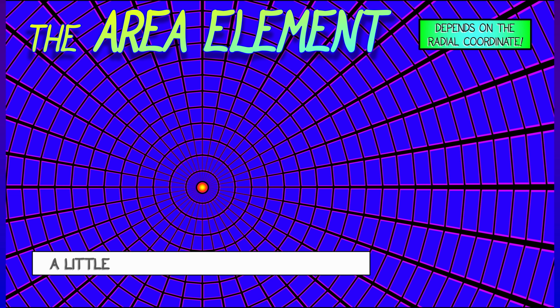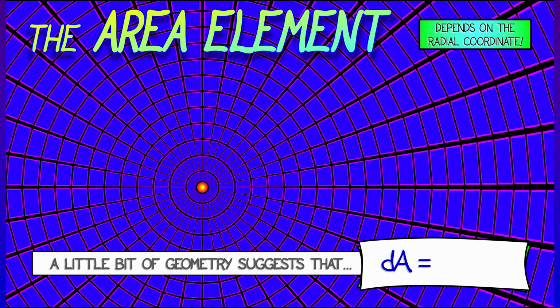So if we do a little bit of thinking, a little bit of geometry, then we arrive at an area element of r dr d theta. This kind of makes sense. It's got the right units. r and dr both have units of length.